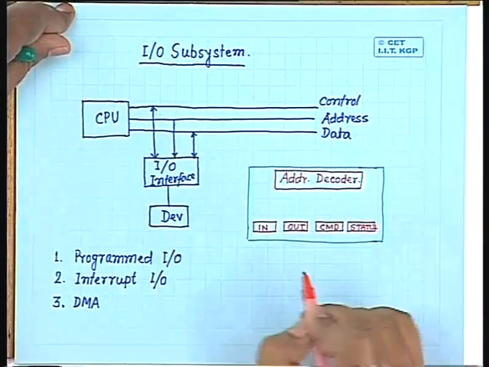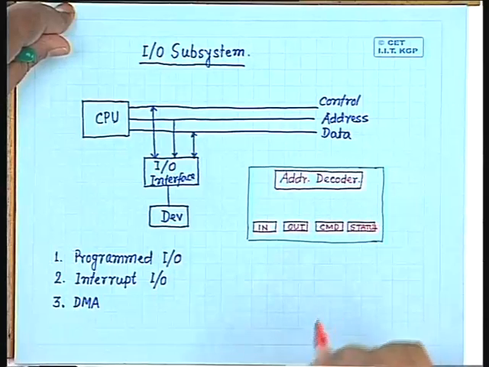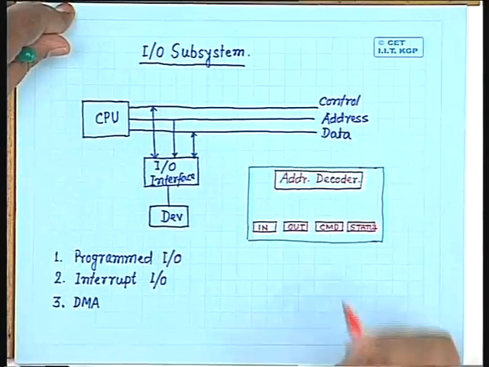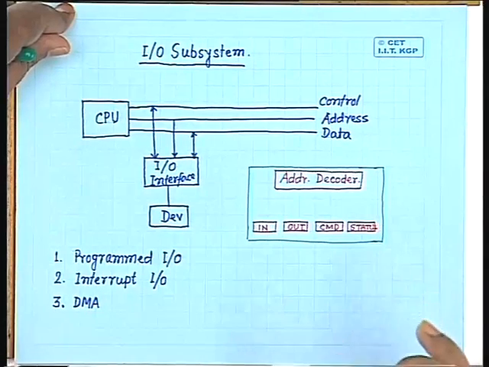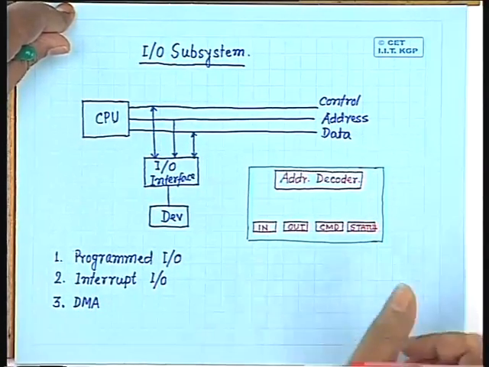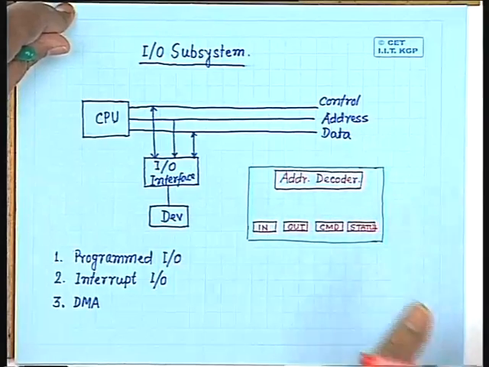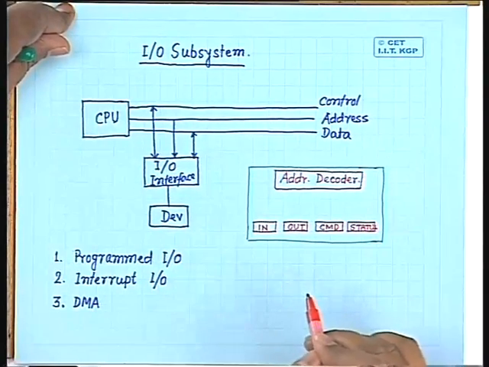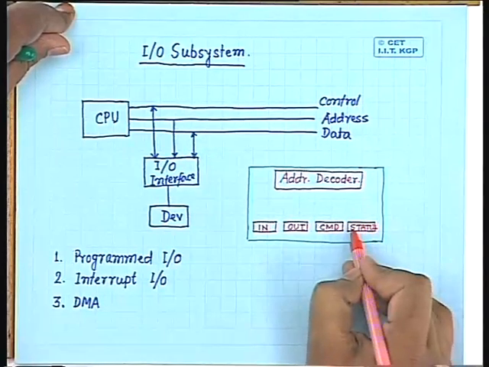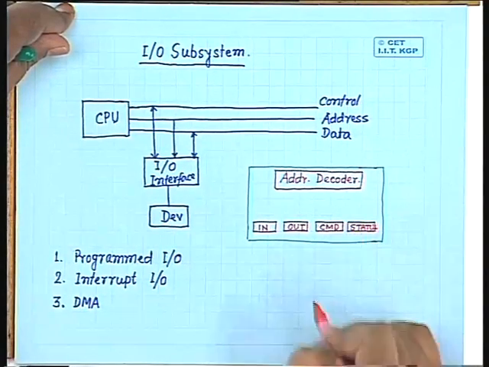The command register is mostly used to configure the I/O operation. That is, at what speed the I/O should operate, what should be the word length, or how many bits will contain the data, what will be the error correcting method. All that information will be configured in the command register. The status register will inform the status of the I/O device.